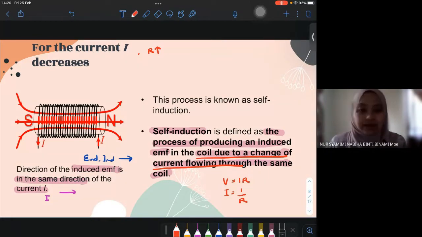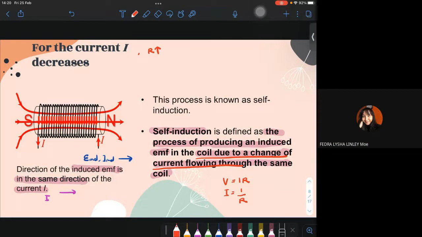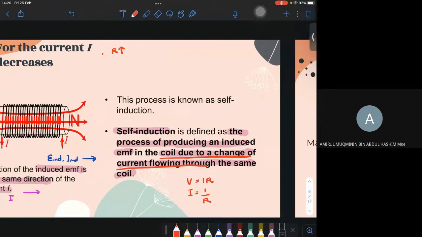So far jelas? Jelas ke? Jelas. Right. Okay.